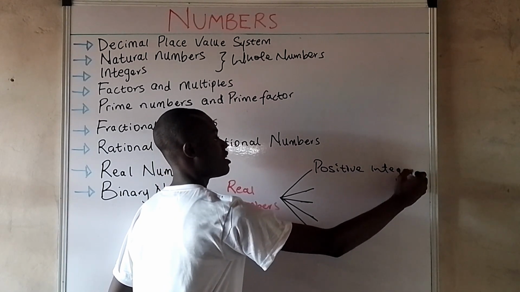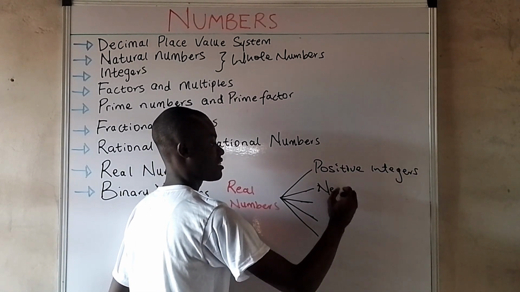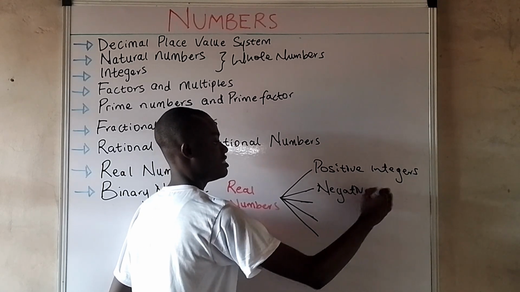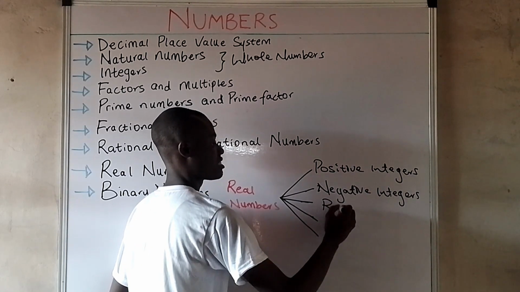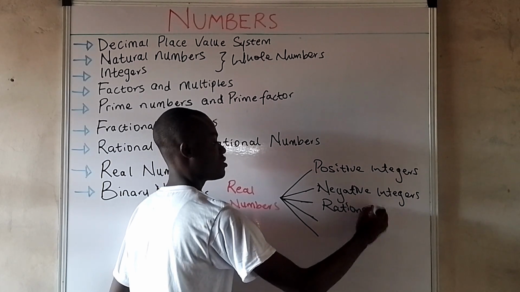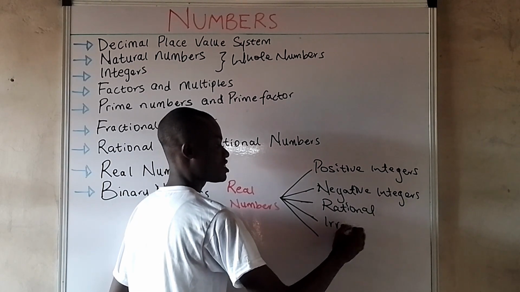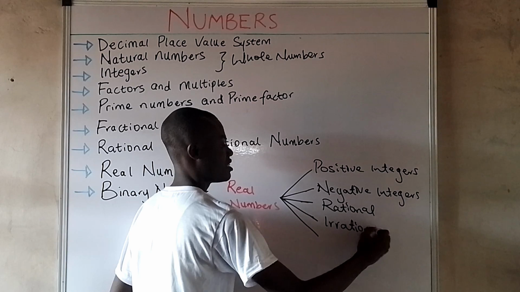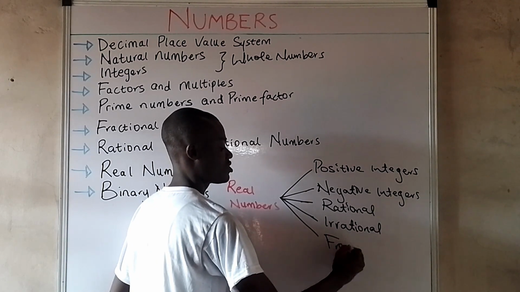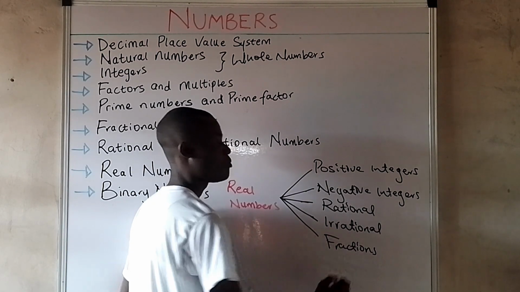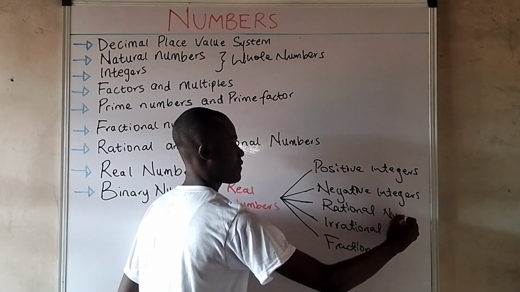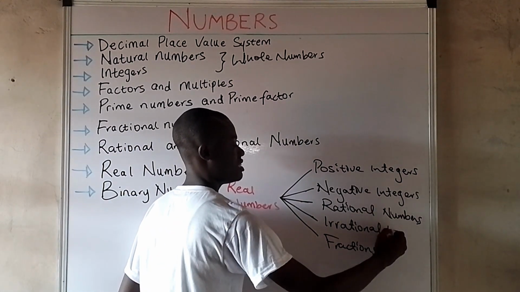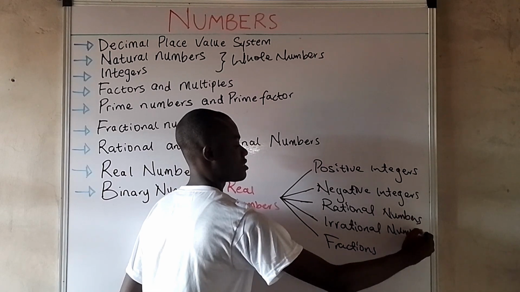They include our negative integers. They include our rational numbers. They include our irrational numbers. Then they include our fractions. So they all make up our real numbers. So rational numbers and then irrational numbers.